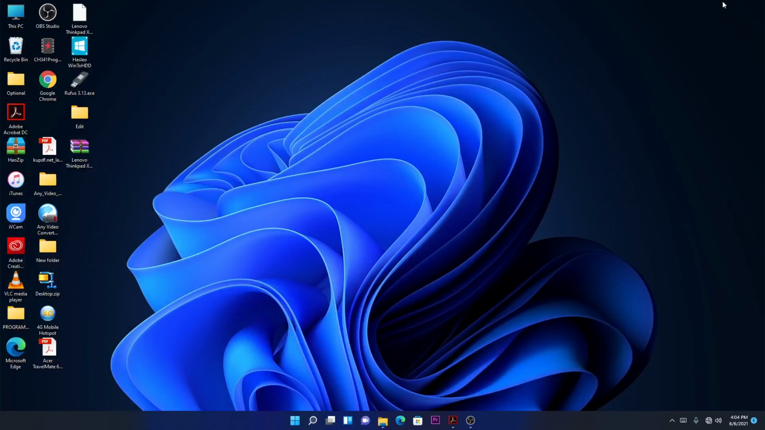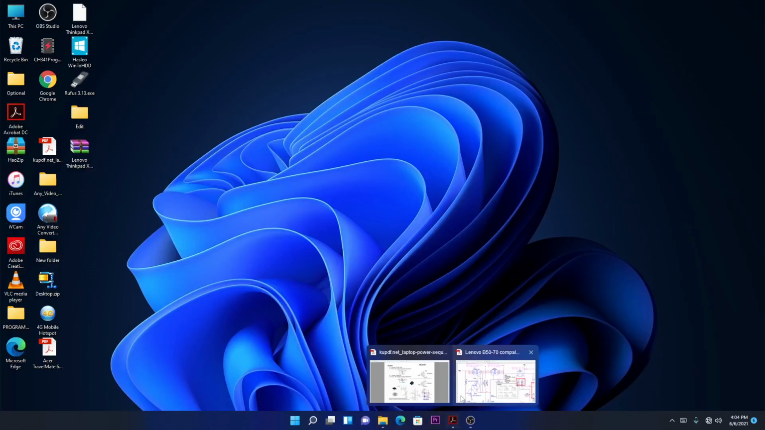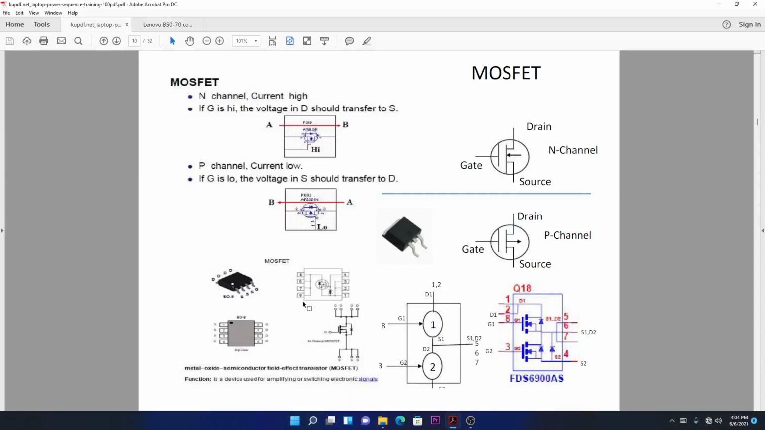Let's go back. Check this part. Here we have an N channel MOSFET, and one more thing I like, they specify here saying current high. What does that mean? It means the N channel MOSFETs are capable of giving you a high current. Why will you need a high current? It's because the CPU needs high current, the motherboard needs high current, you understand?